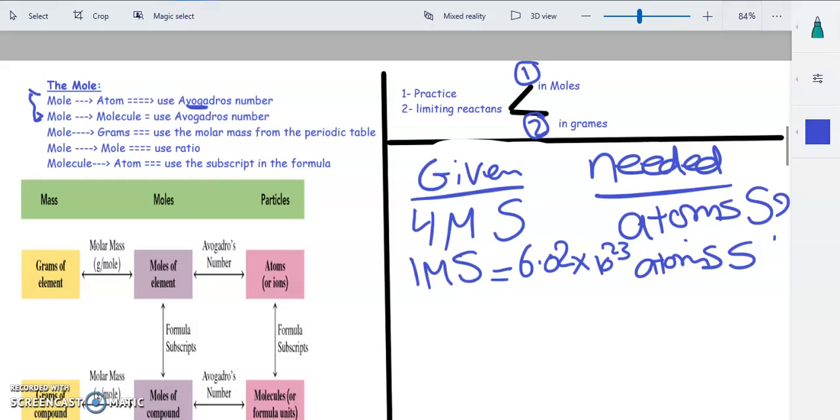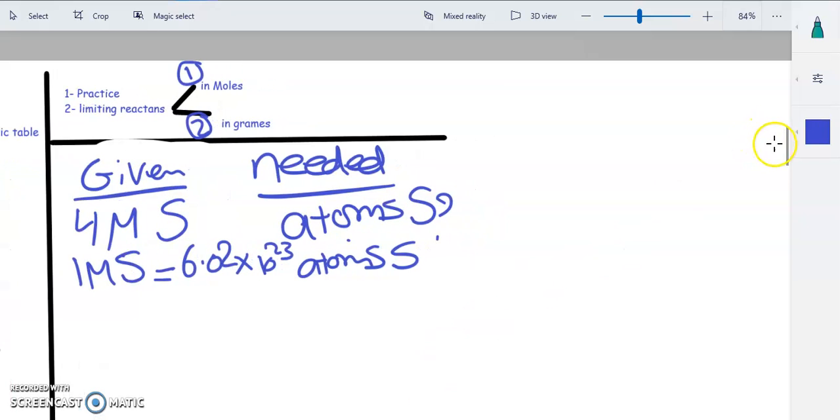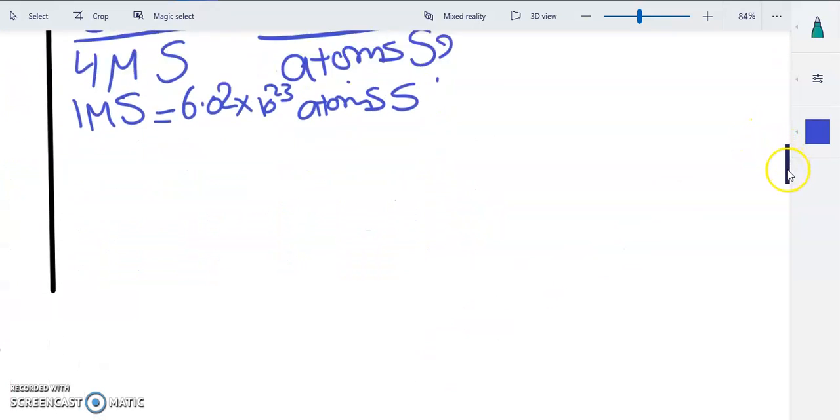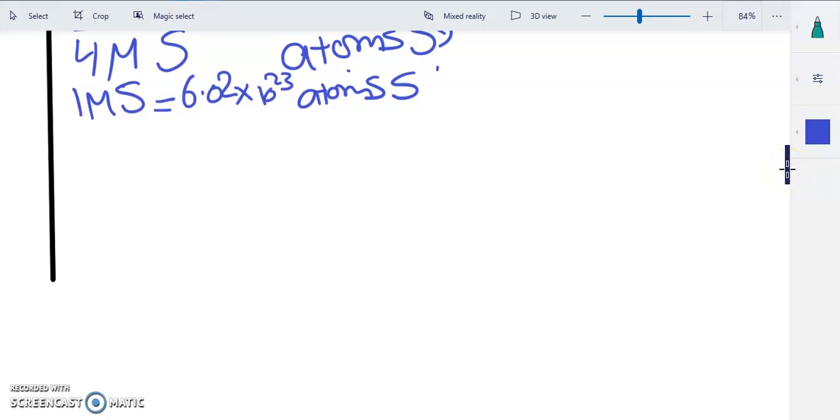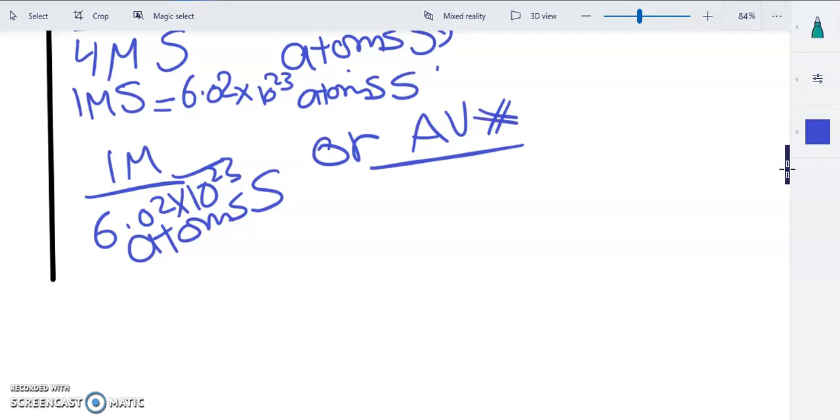Okay, and now because we have an equality, then we can have conversion factors. So we can have 1 mole divided by 6.02, or the opposite, Avogadro's number. We'll write it this time as Avogadro's number for short, and 1 mole of sulfur.